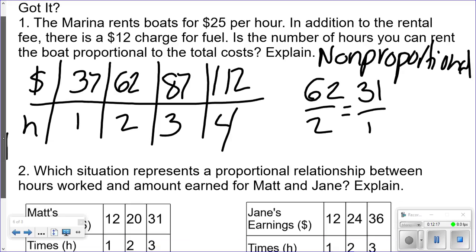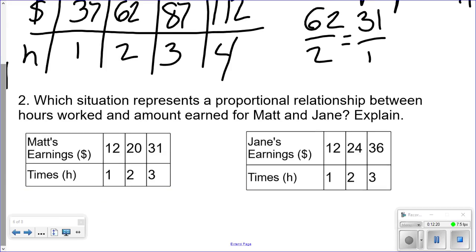All right, let's see if my pen's willing to work this time. So which situation represents a proportional relationship between hours worked and amount earned for Matt and Jane? Explain. So all we need to do is find unit rates. Each of them both have the same unit rate, which is 12 over 1. So if we look at Matt's earnings, the next ratio he has is 20 over 2. Yay, the pen worked. All right, we're going to divide it by 2. 20 divided by 2 is 10 over 1. You guys all know 12 over 1 is not equal to 10 over 1. Therefore, it's non-proportional.